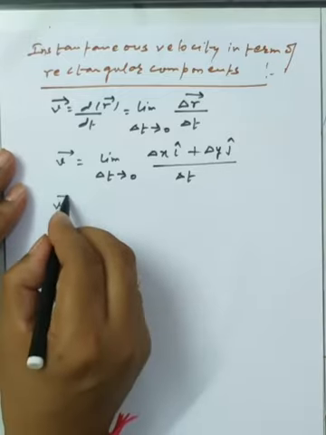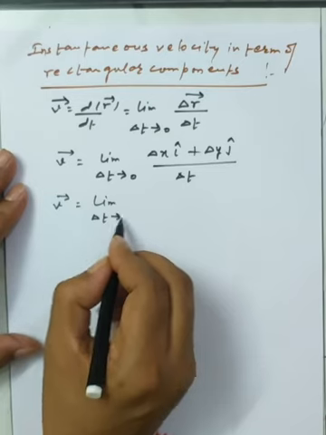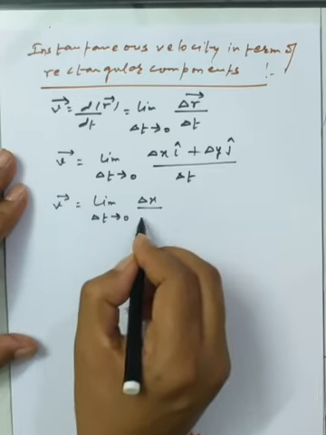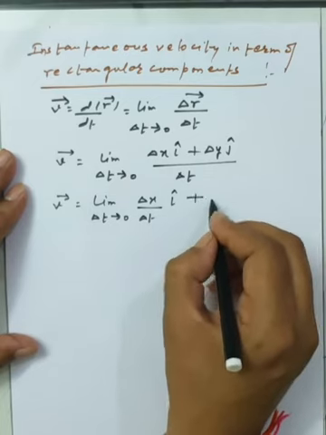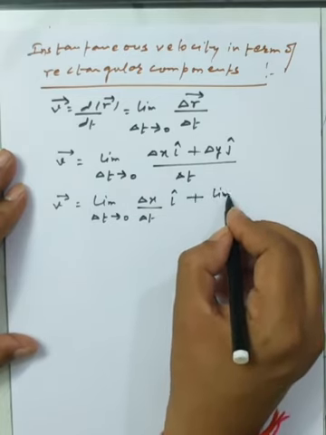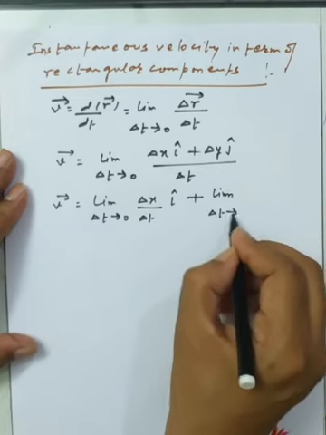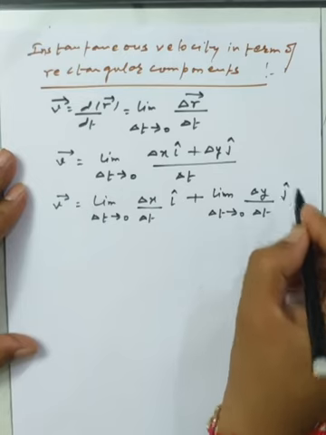Now I am just separating all the things. So limit delta t tends to 0, delta x upon delta t, and this is the i cap, plus limit, or you can apply the separate limit delta t tends to 0, so this is delta y upon delta t, and thus j cap.